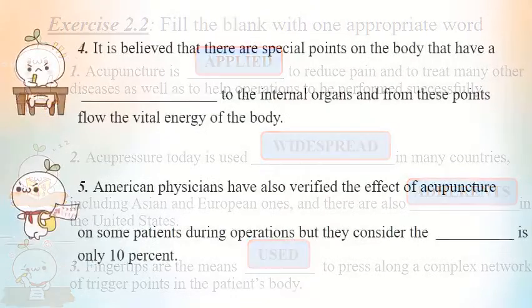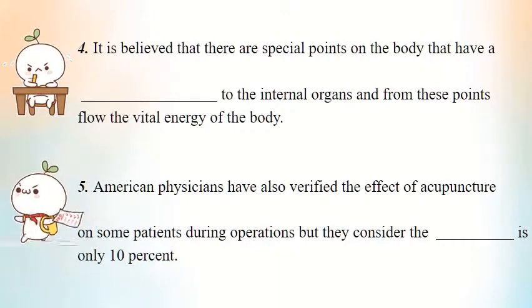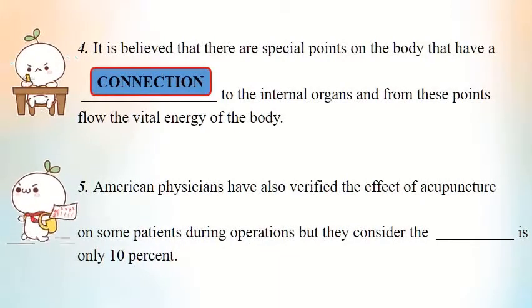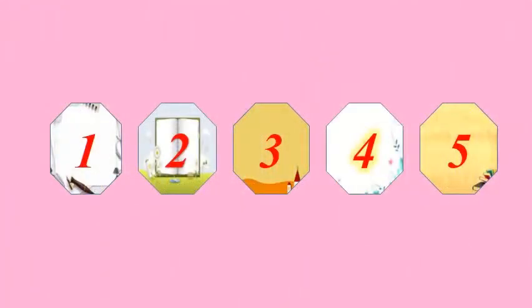Next, question 4, 5. You will have 1 minute. Okay. Number 4. It is believed that there are special points on the body that have a connection to the internal organs, and from these points flow the vital energies of the body. Number 5. American physicians have also verified the effects of acupuncture on some patients during operations, but they consider the figure is only 10%. Okay, do you have all correct answer? I hope so. Now we move to answer 5 questions.